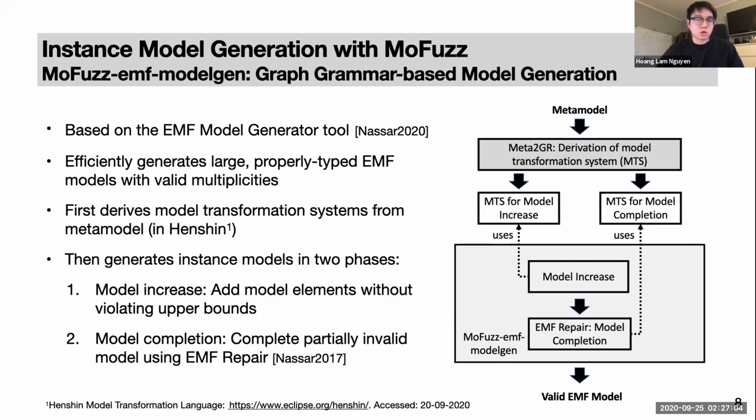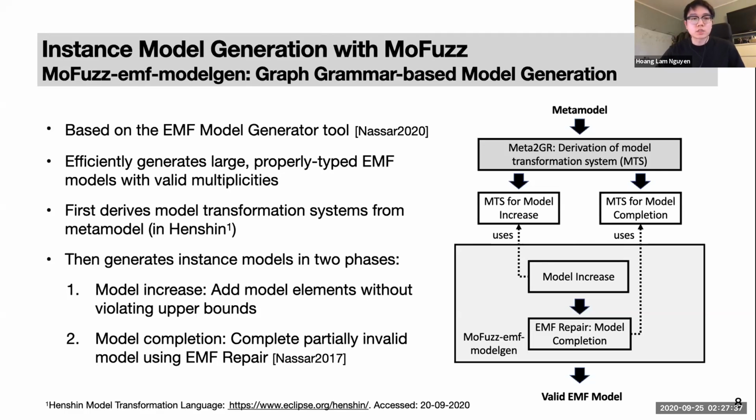So our first approach, the graph grammar-based technique, is based on the EMF Model Generator tool, which has been recently introduced by Nebras Nassar. The tool is able to efficiently generate large and properly typed EMF models with valid multiplicities. The tool works by first deriving model transformation systems from the metamodel in Henshin, and afterwards, these model transformation systems are used in 2 phases to instantiate metamodels.